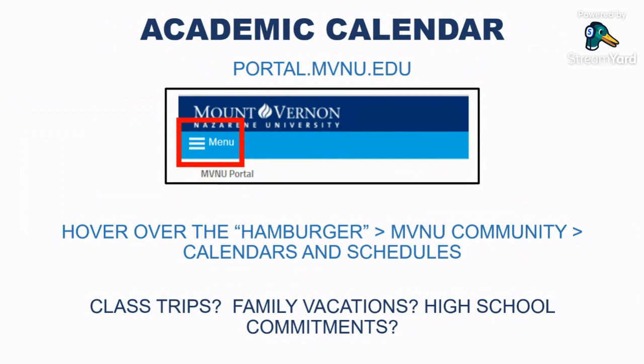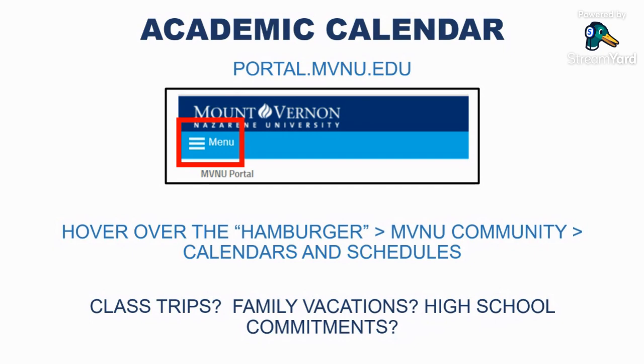I can guarantee you that our MVNU academic calendar and your high school calendar will rarely match. You are required to be in attendance at MVNU, even if your high school is canceled or closed for the day. One good example of this is Labor Day. Your high school will most likely have the holiday off, while MVNU will hold classes. Review the MVNU academic calendar for details. You can find that by hovering over the hamburger on the portal. Go to portal.mvnu.edu, click on MVNU Community, and click on Calendars and Schedules.